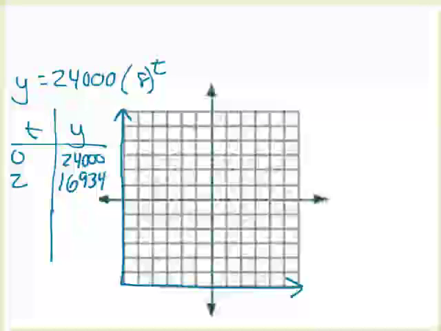Part C says, after how many years will the car be worth $12,000? So we want to pick some numbers to plug in that will give us an answer of close to 12,000, and we just kind of guess and check. So what do you think? 4? All right, so we'll try plugging in 4. That gives me 11,949. So I'd say that's about the answer to part C, after about 4 years.